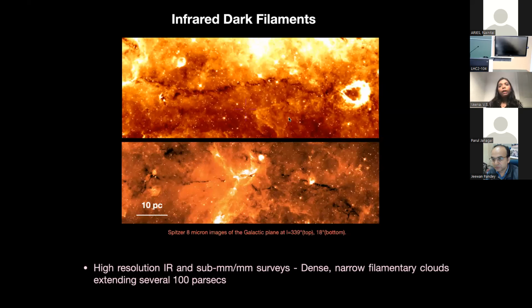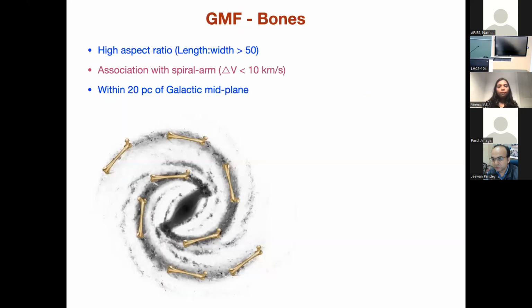So people try to understand where they lie and what their properties are. They came up with two major categories of these giant molecular filaments. And the first one is termed bones. So bones are filaments with a very high aspect ratio, so their length to width ratio exceeds around 50. And another thing is, if you look at the spectral line data, their velocities match closely with the nearest spiral arms, so delta V is less than plus or minus 10 kilometer per second.